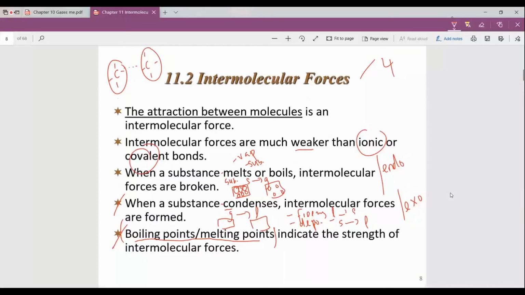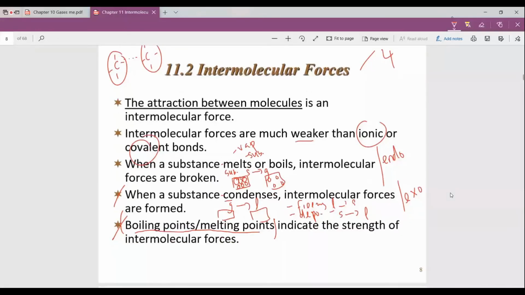For just now we looked at the covalent, right? Covalent bond.